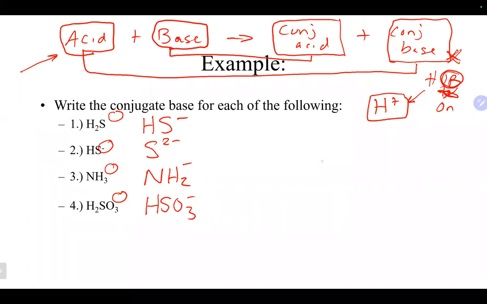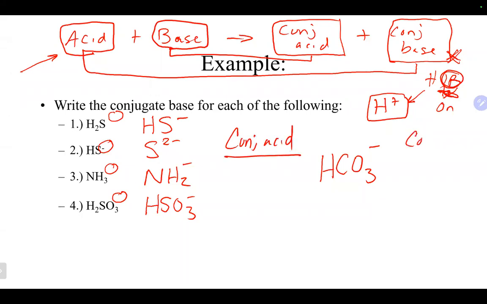All right, why don't you try one here? Why don't we do HCO3 minus? Why don't you write what the conjugate acid would be? And why don't you also write what the conjugate base would be, starting with this guy right here.